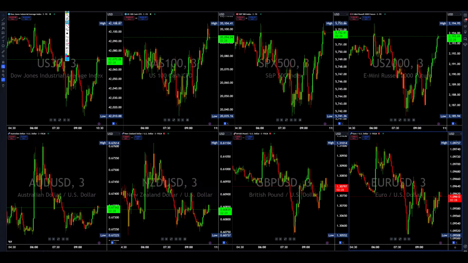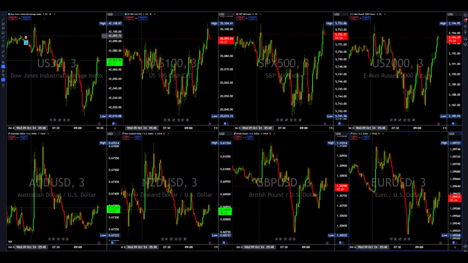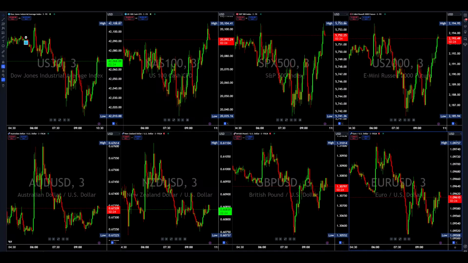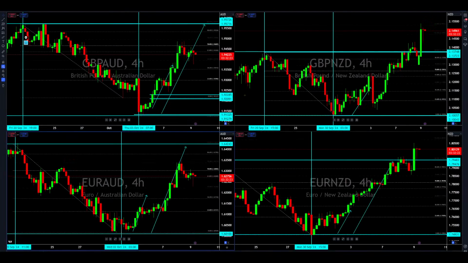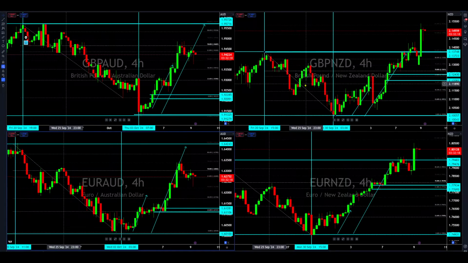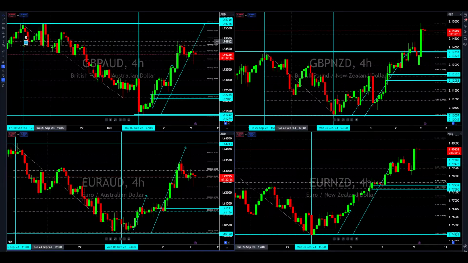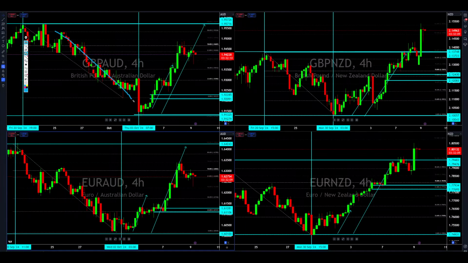Let's look at the other chart quickly. The Euro Australian dollar chart, these are basically the leaders. These four charts are the leaders for the dollar move. They tell us where the dollar is gonna go in coming days. So we are in this move at the moment, right now.